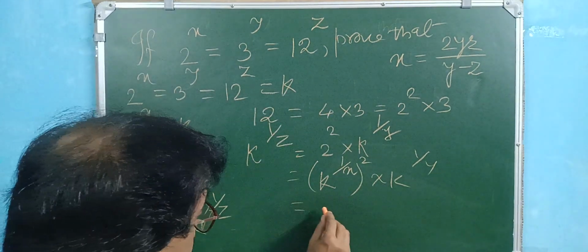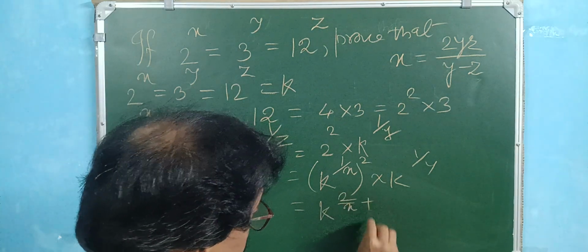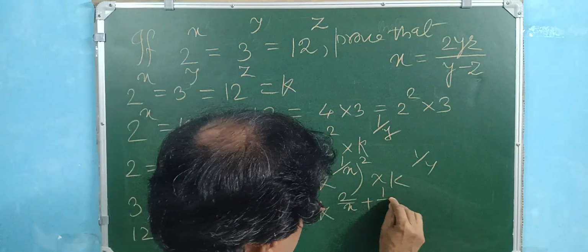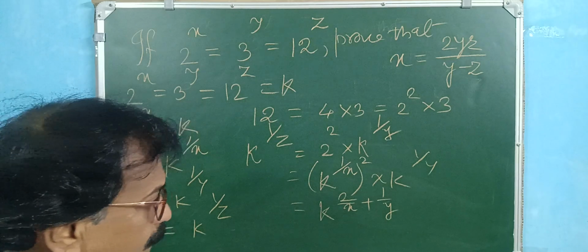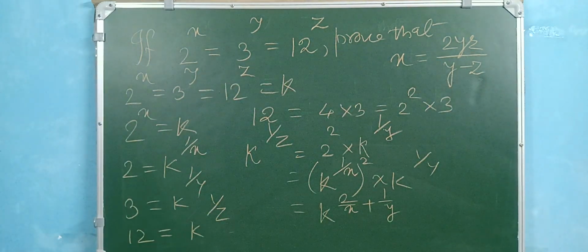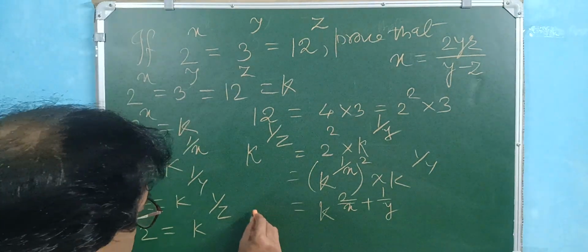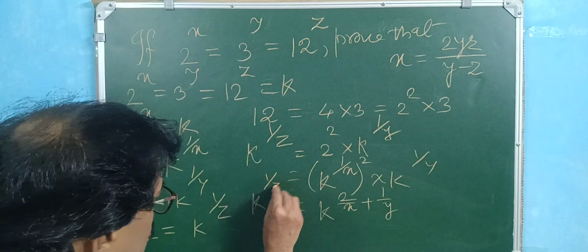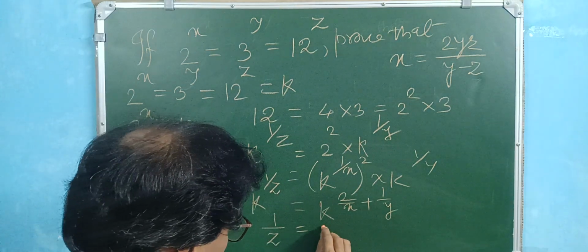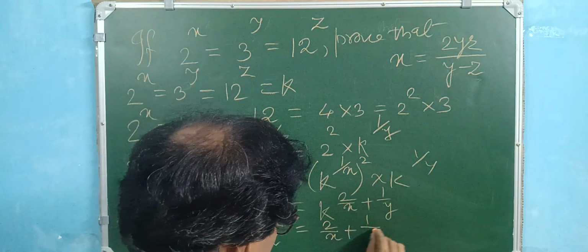That is ultimately k to the power 2 by x, and the base are same, so the powers will be added, plus 1 by y. So base are same, this is k to the power 1 by z. So ultimately this is 1 by z, that is equal to 2 by x plus 1 by y. This is ultimate.